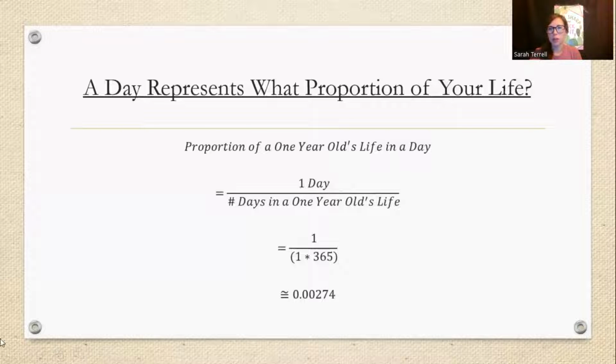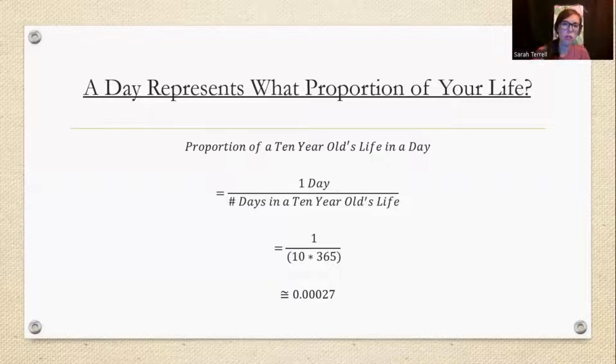So let's look back at the proportion of a 1-year-old's life. It was 0.002, where a 10-year-old's life is going to be 0.0002. So we've already gone down an extra decimal place in the fraction of what a day represents in somebody's overall life just by adding 10 years in.